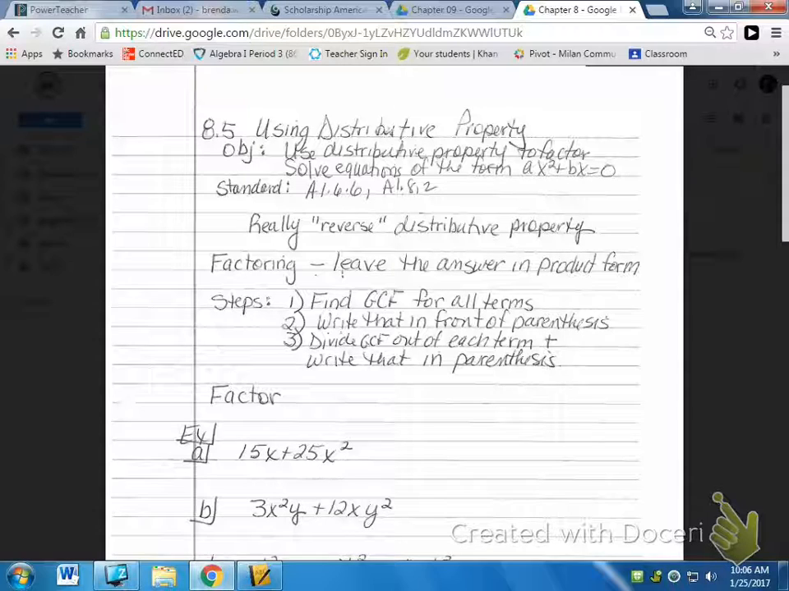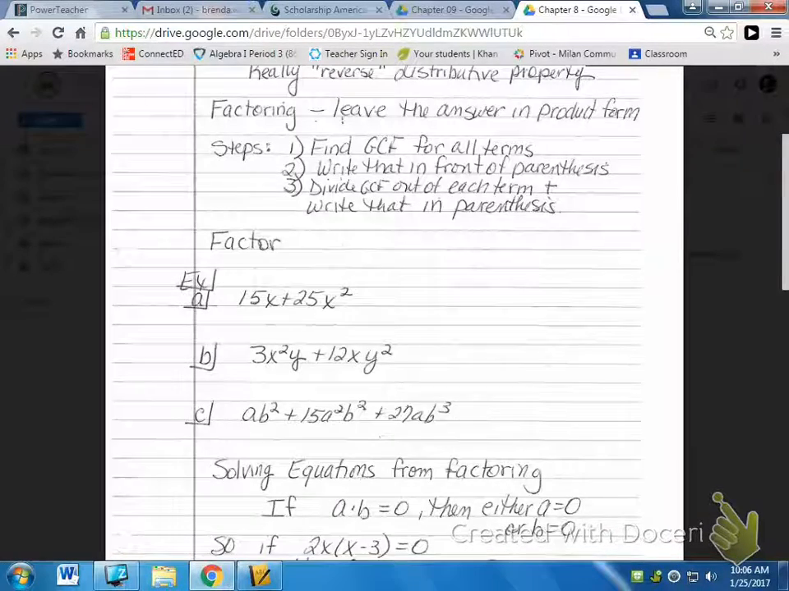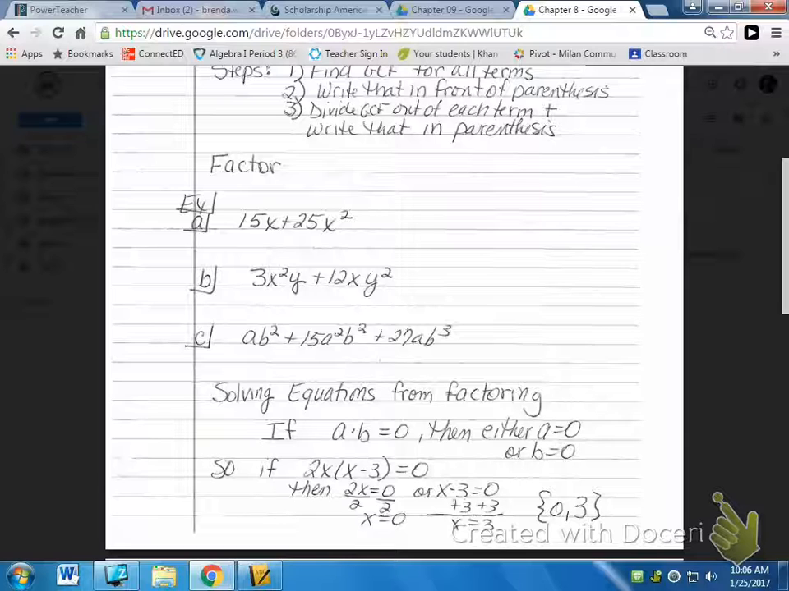Let me scroll down here just a little bit so we get to see some more examples. All right, so example A, 15x plus 25x squared. As far as the numbers go, I'm hoping that GCF should come pretty naturally to you since you're in algebra. Taking out the greatest common factor of 15 and 25, I'm hoping most of you could think of that pretty quickly. What would be the greatest number that could go into 15 and 25, Olivia? 5. So as far as our GCF here, you're going to start off with a 5.